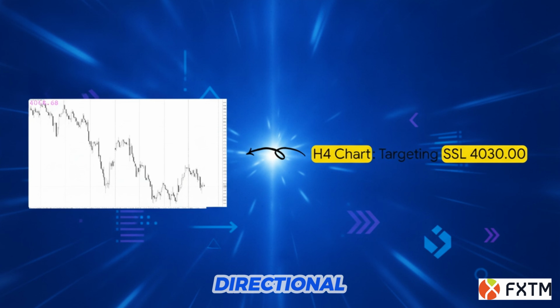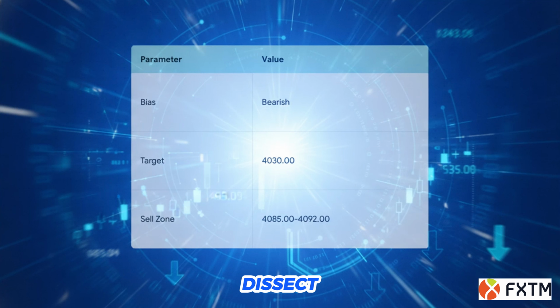Our overarching directional bias on the 4-hour chart is firmly bearish. The primary draw on liquidity is the sell-side liquidity pool resting cleanly at 4030.00. That is the institutional magnet. Before we dissect the mechanics, here's the exact outcome you need to understand for today's trading plan. The bias remains bearish. The primary sell zone we're monitoring sits up in a premium array between 4085.00 and 4092.00, targeting that 4030.00 level.